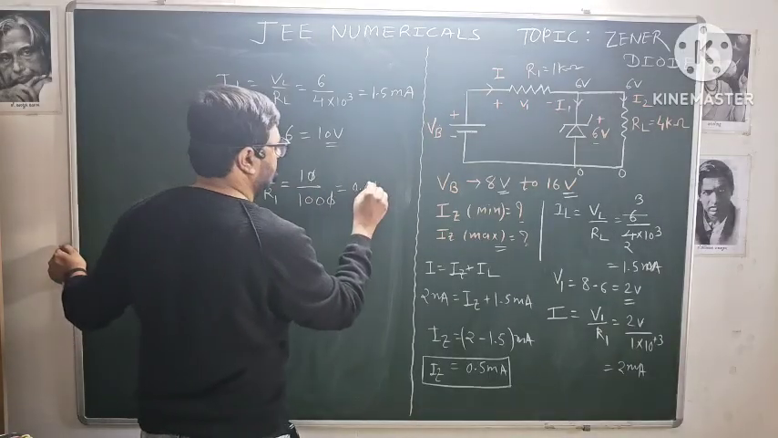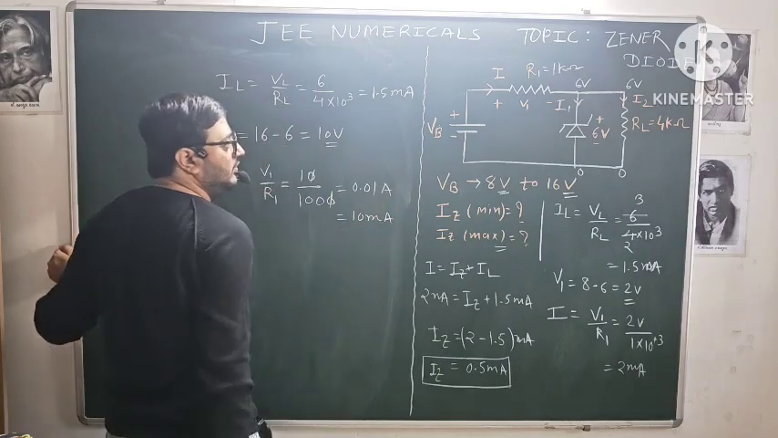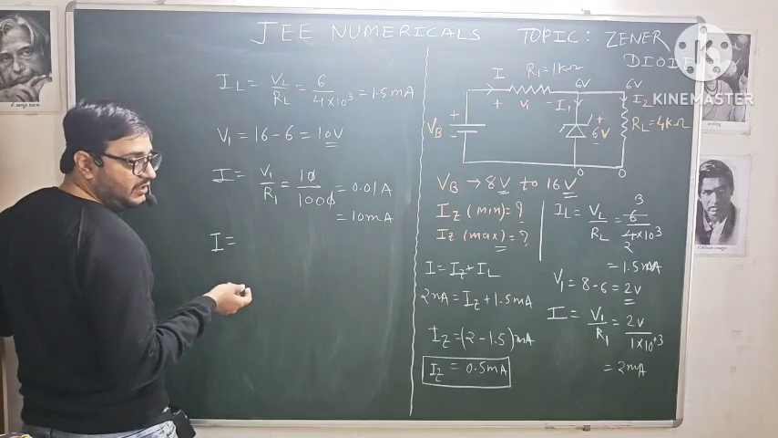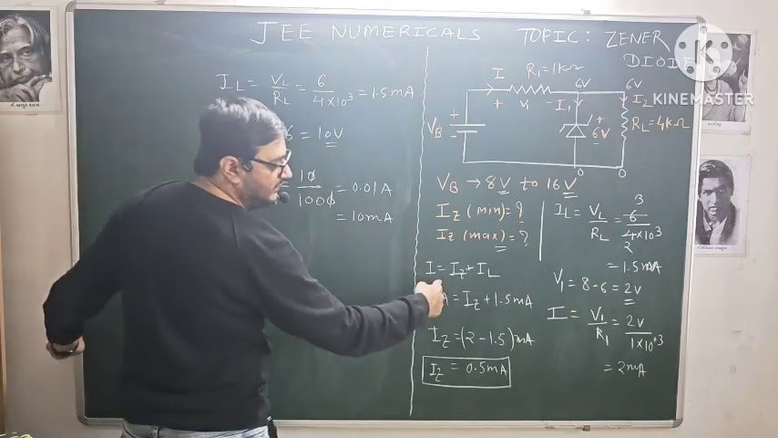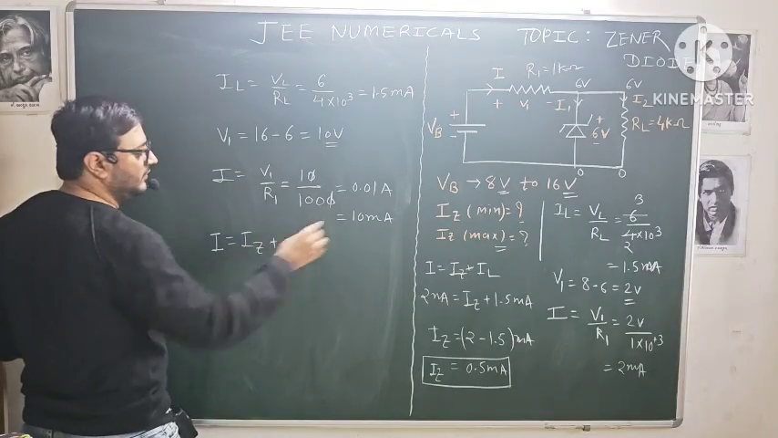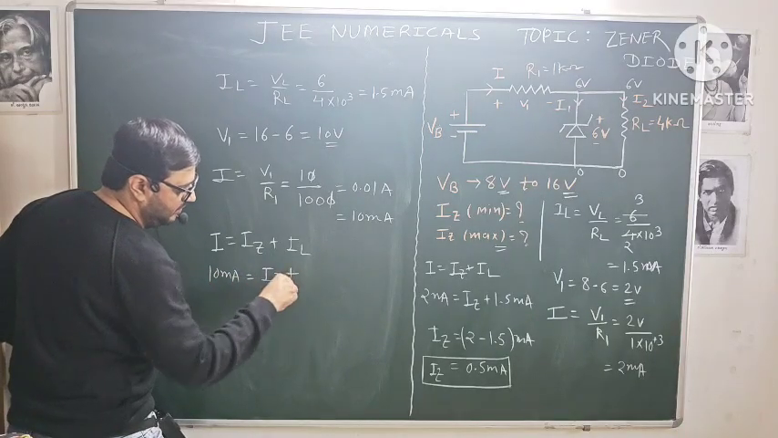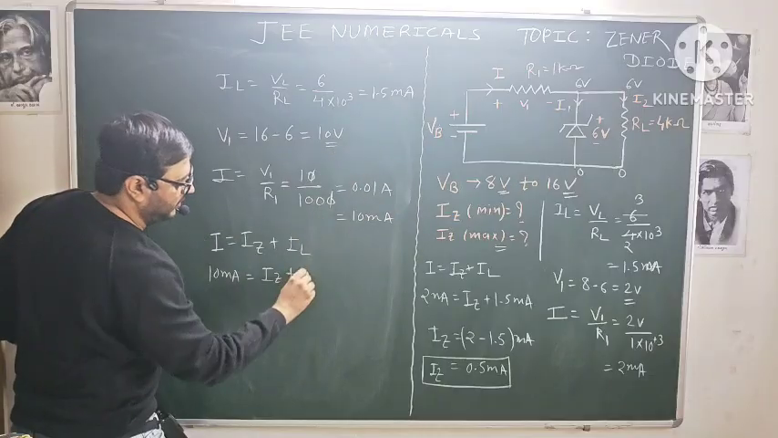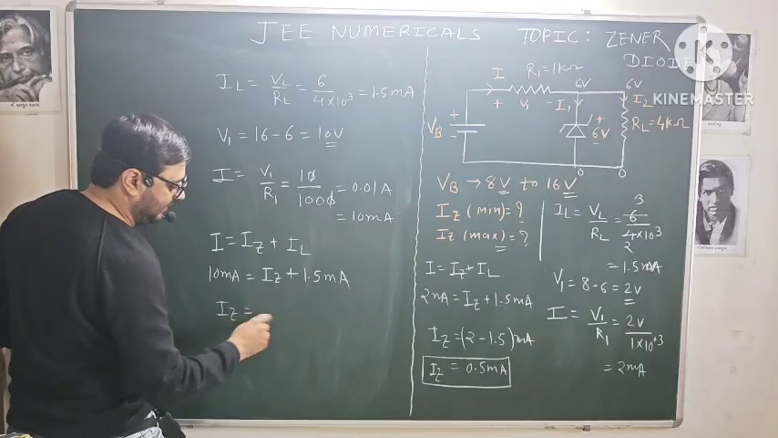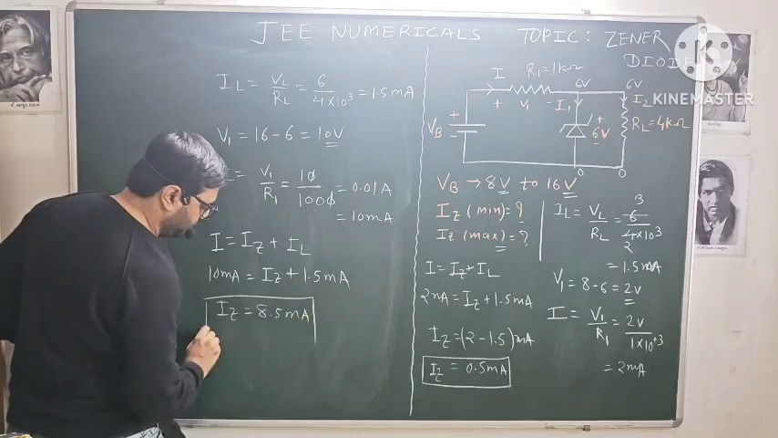Okay. 0.01 ampere. So here you can write 10 milliampere. Now the current passing through this Zener, that is written as, again we can apply the junction rule. That is I is equal to the total current, IZ plus IL. Now I is 10 milliampere, IZ we need to find out, and IL you already know, that is 1.5 milliampere. So IZ is 10 minus 1.5, that is 8.5 milliampere. Okay, hope you understood. Thank you.